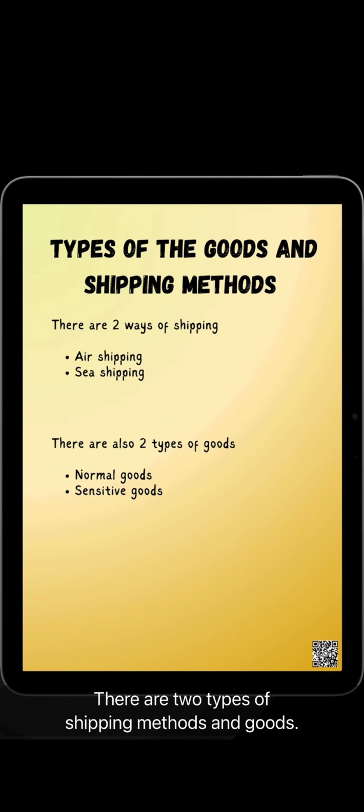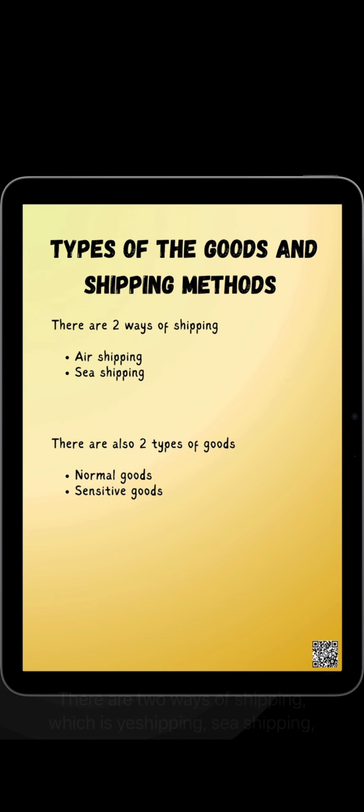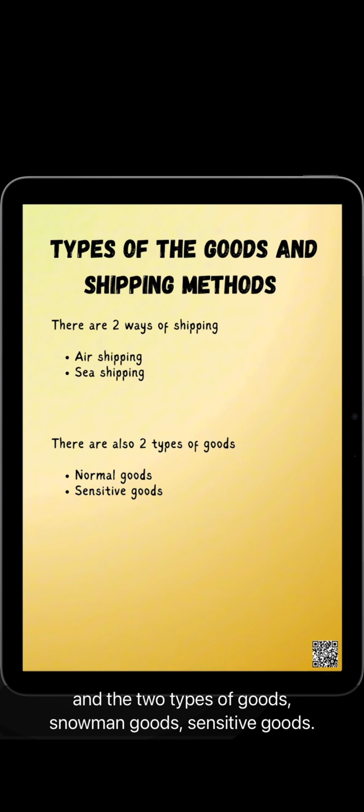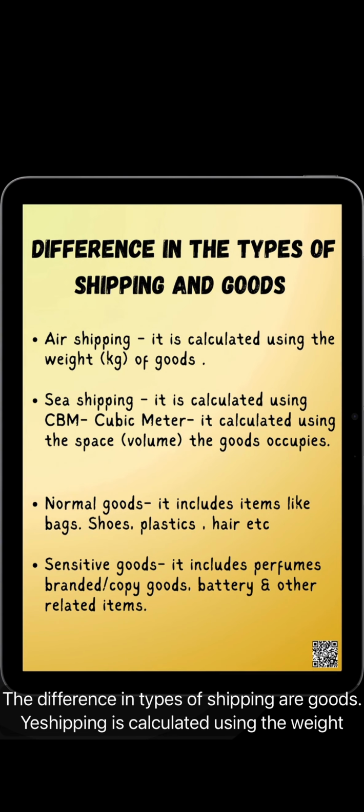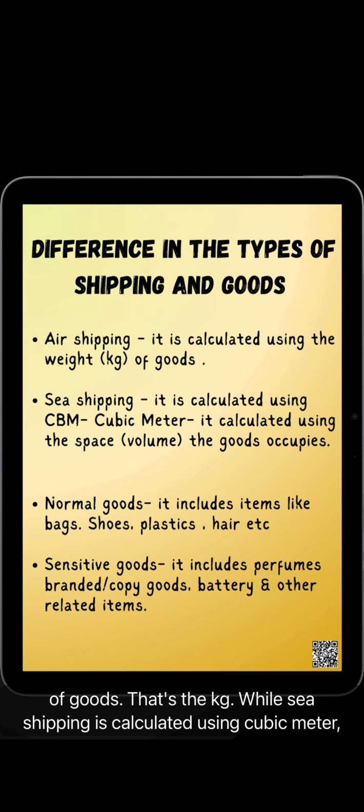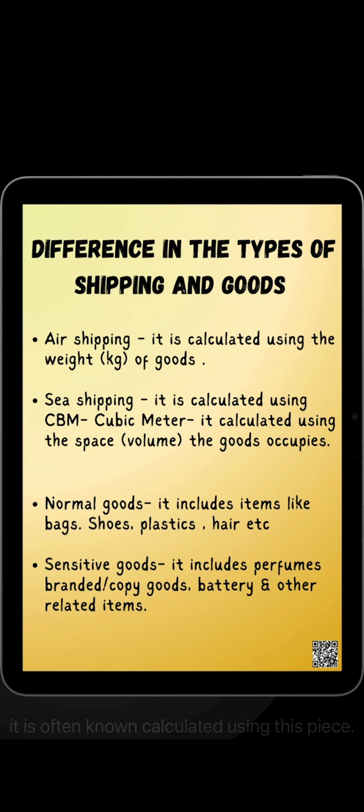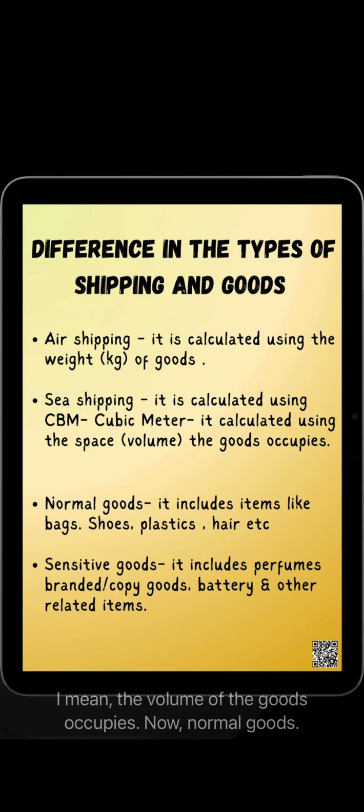There are two types of shipping methods and goods. There are two ways of shipping: air shipping and sea shipping. And there are two types of goods: normal goods and sensitive goods. The difference in the types of shipping: air shipping is calculated using the weight of goods, that's the kg, while sea shipping is calculated using cubic meter. It is often calculated using the volume the goods occupy.